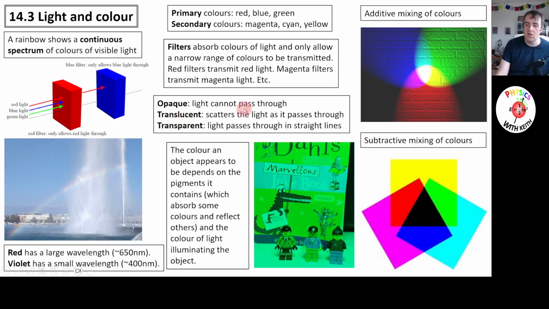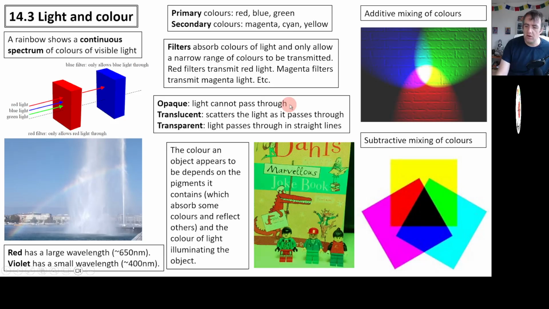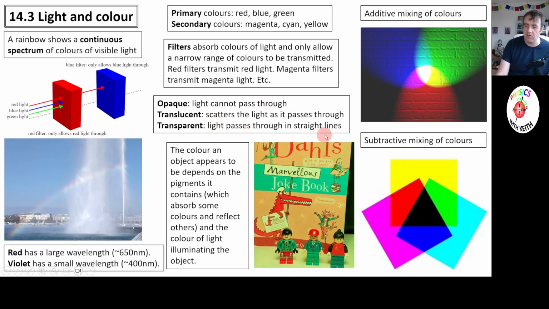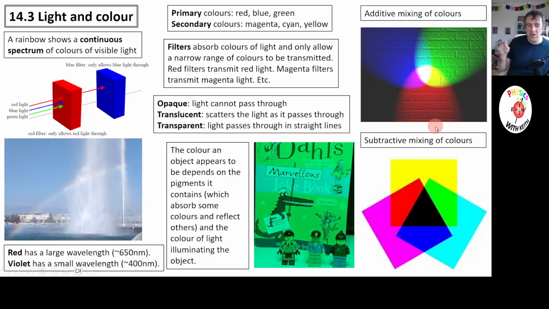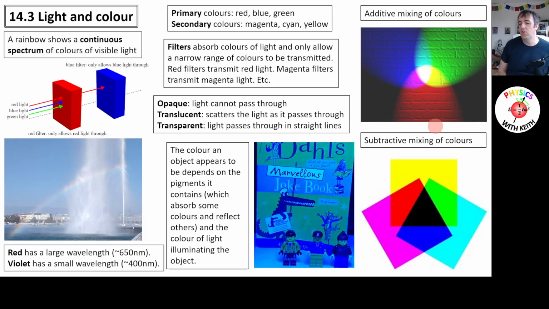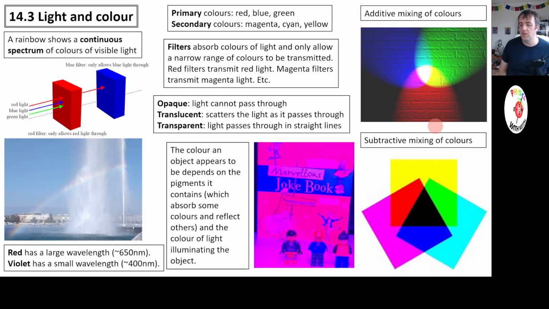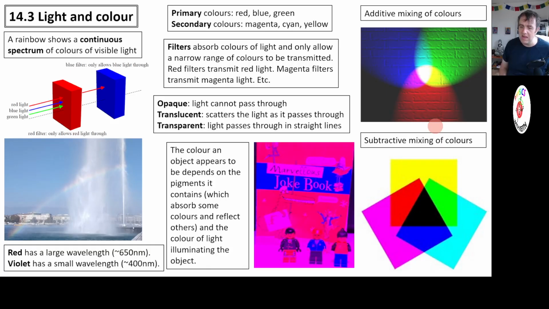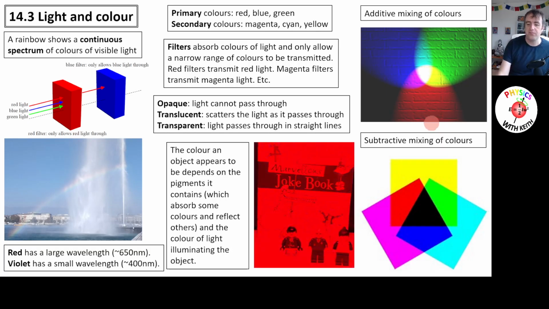Words that you need to know: the word opaque, light can't pass through it. The word transparent, light can pass through it and travels through in straight lines. Translucent, the light passes through it, but it scatters as it passes through it, so it produces a sort of diffuse transmission. Also, translucent surfaces and transparent surfaces may be transparent or translucent only to certain colours.